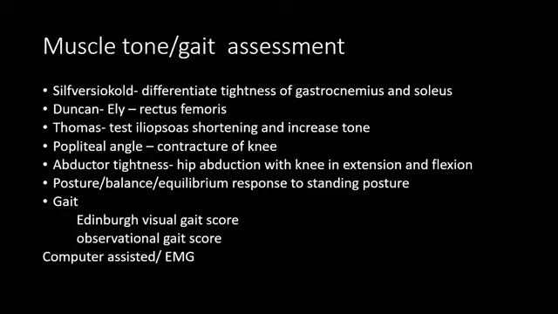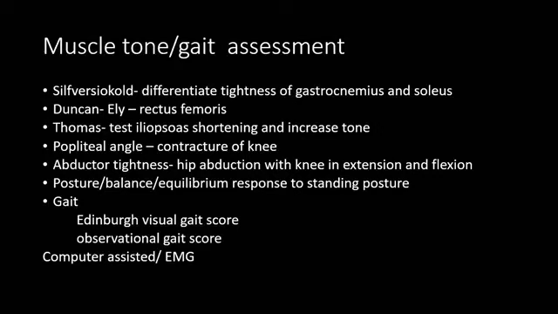There are various tests which we should appreciate in assessing these patients. First is to assess the gastrocnemius using the Silfverskiöld test. The Duncan-Ely test assesses the rectus femoris. Note most of these muscles are biarticular. Biarticular means they cross two joints, so they can affect the adjacent joints. The Thomas test for the iliopsoas, and the popliteal angle, that is R1 and R2, is very key in planning of your surgery. The posture and the balance is very key.